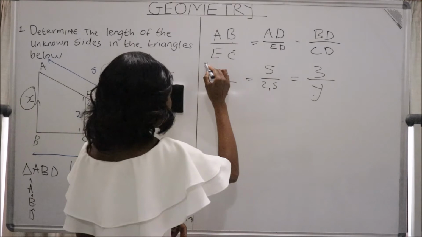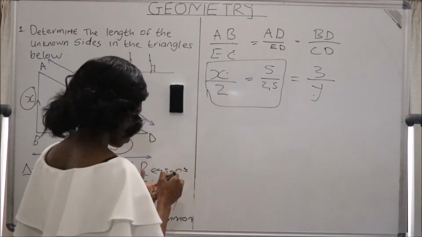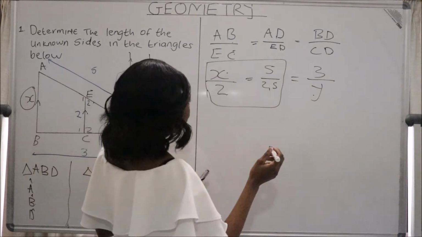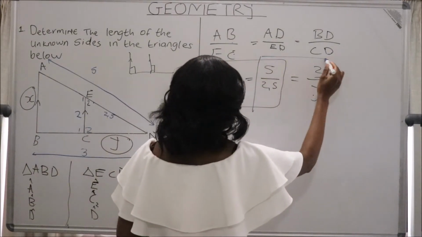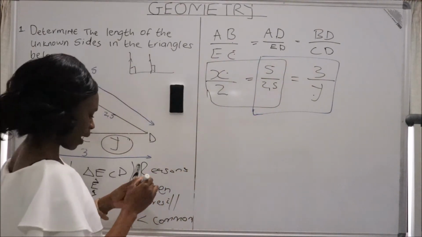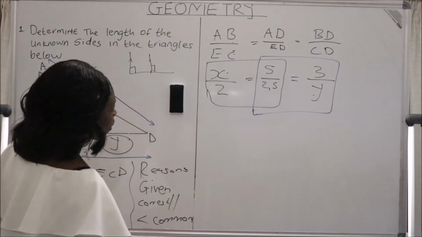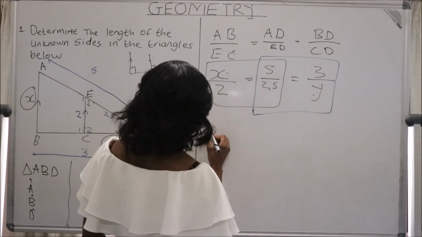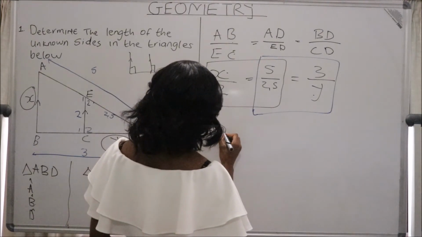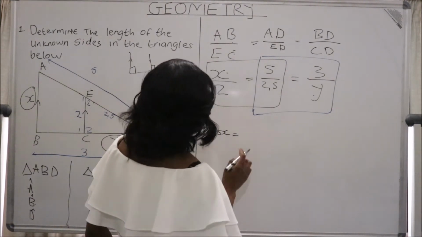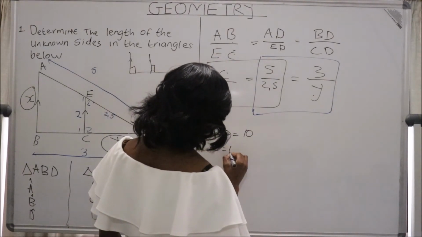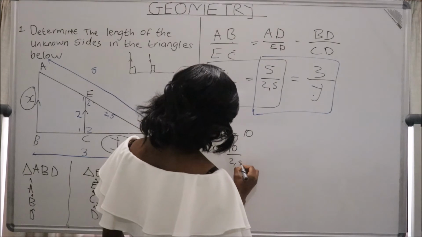So what we can do, we can use this one to solve for the value of X, and also I have this side to solve for the value of Y. All right, and then from here what we need to do is cross multiplication, of which it will be 2,5x is equal to 2 multiplied by 5, it will give us 10. So that means x equals 10 divided by 2,5.